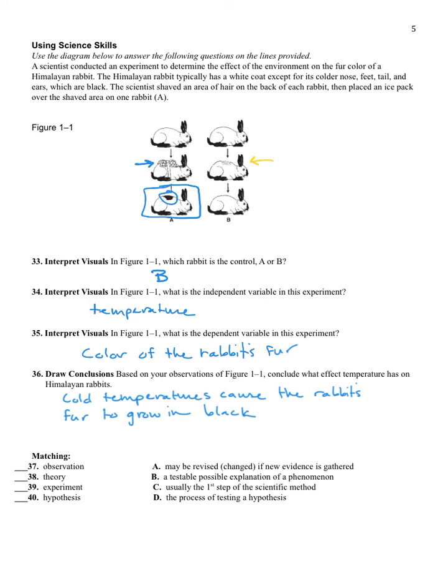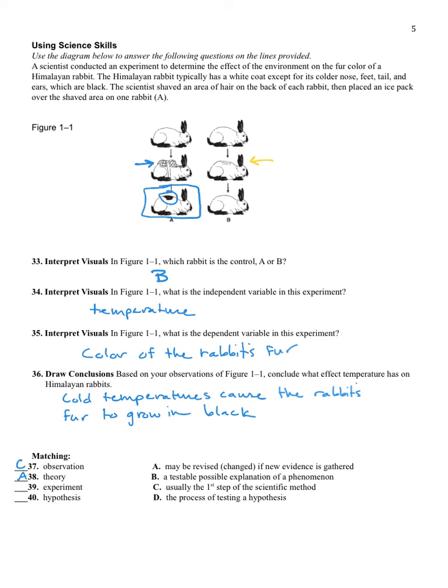And then the last set of questions to answer are some matching questions. So number 37, we're looking for the definition of the word observation, and you should see that this is letter C. So letter C says it's usually the first step of the scientific method. Usually the scientist observes something and that causes them to form a question. Number 38, the term we're looking for is theory, and a theory is letter A. It may be revised or changed if new evidence is gathered. If no new evidence is presented, a theory still stands as the best explanation.